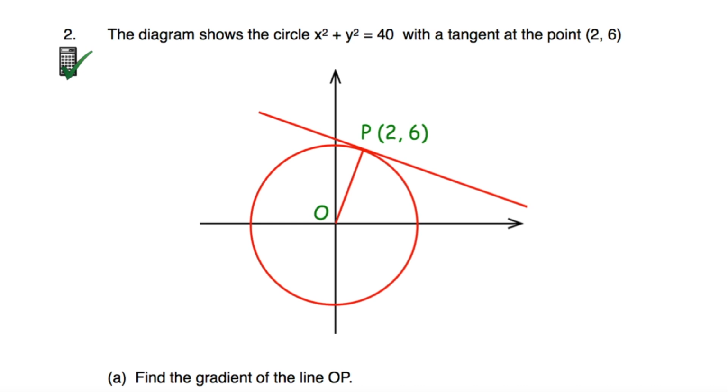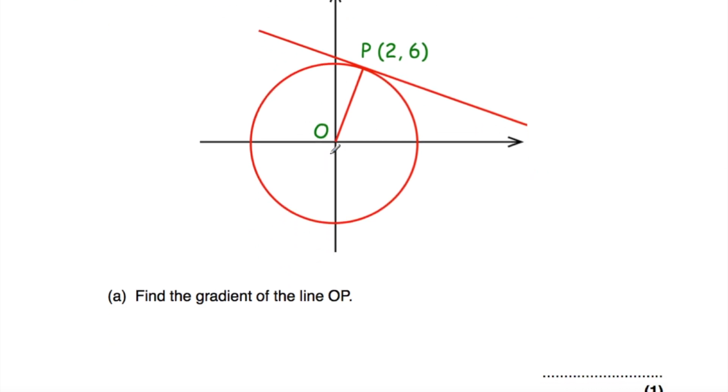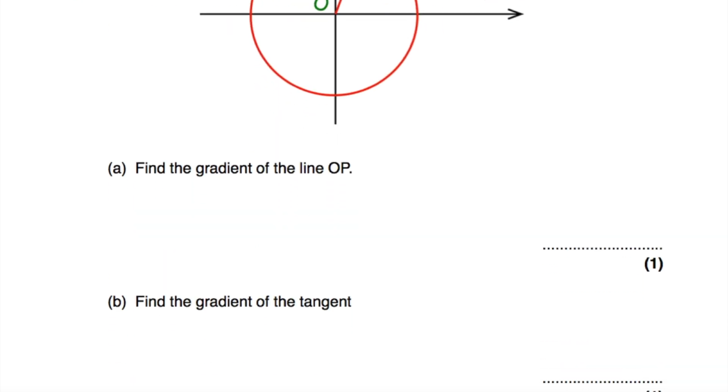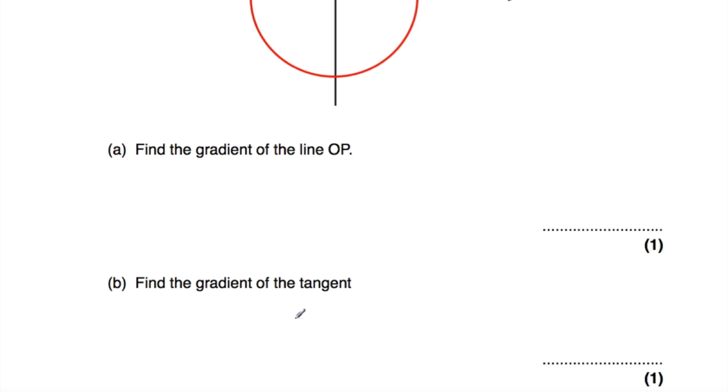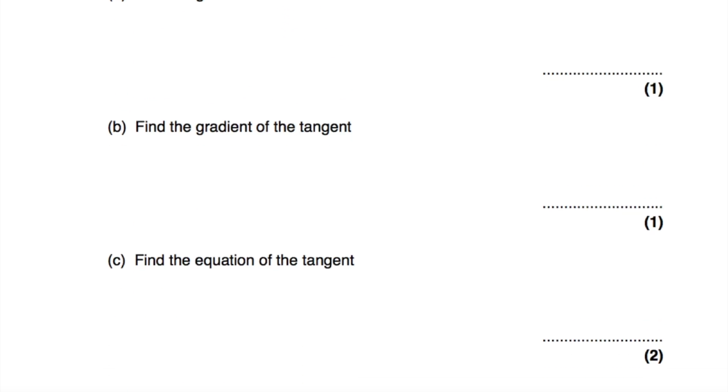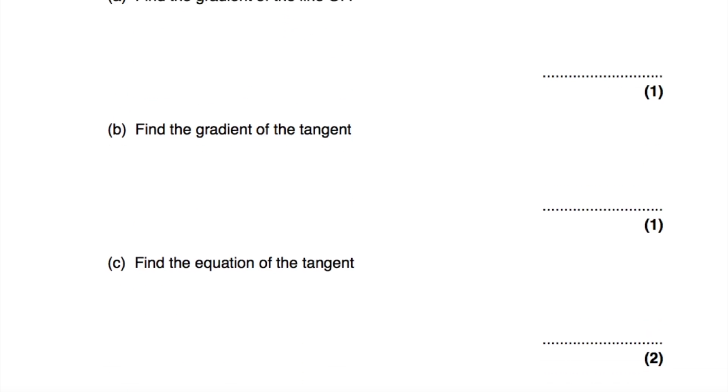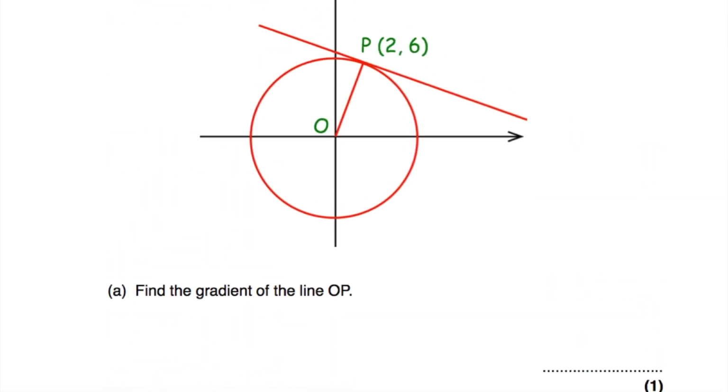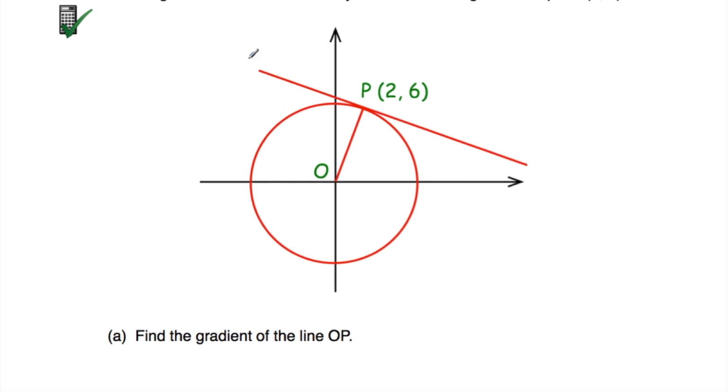And part A, again, we've been asked to find the gradient of OP, so the gradient of the radius. Part B, we've been asked to find the gradient of the tangent, so that'll be the perpendicular line to the radius. And then part C, again, we've been asked to find the equation of the tangent. So we're following through those steps again, so finding the gradient of the radius, then finding the gradient of the tangent, and then finding the equation of the tangent.